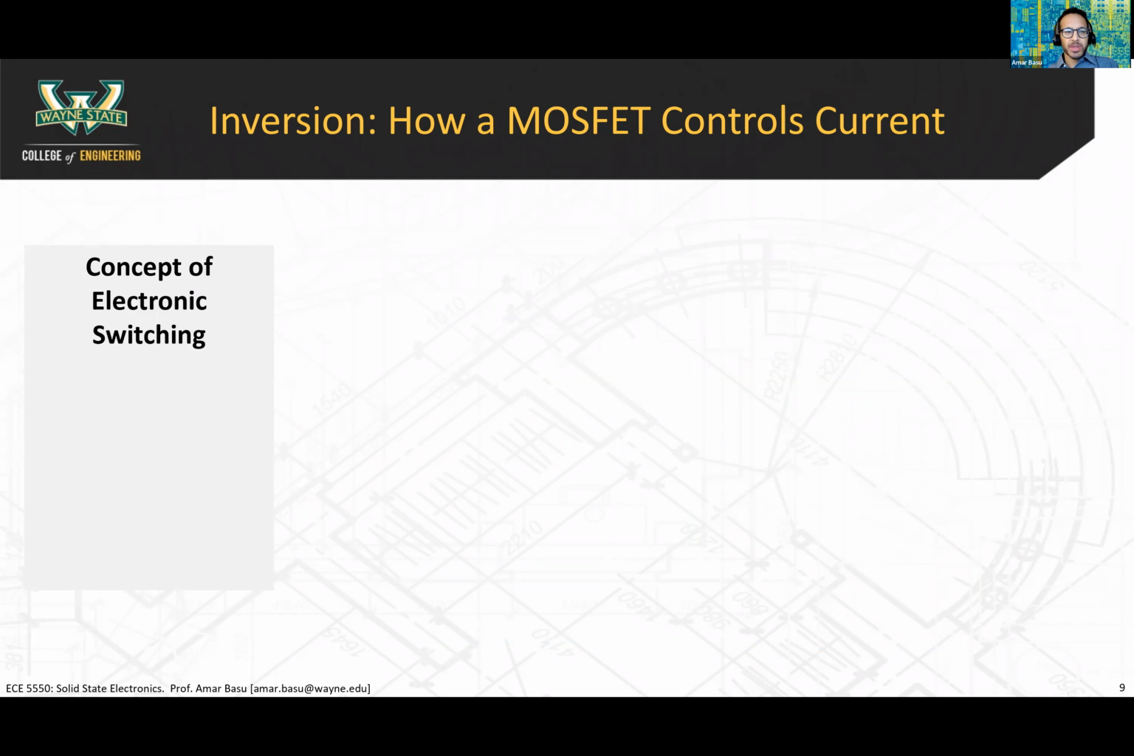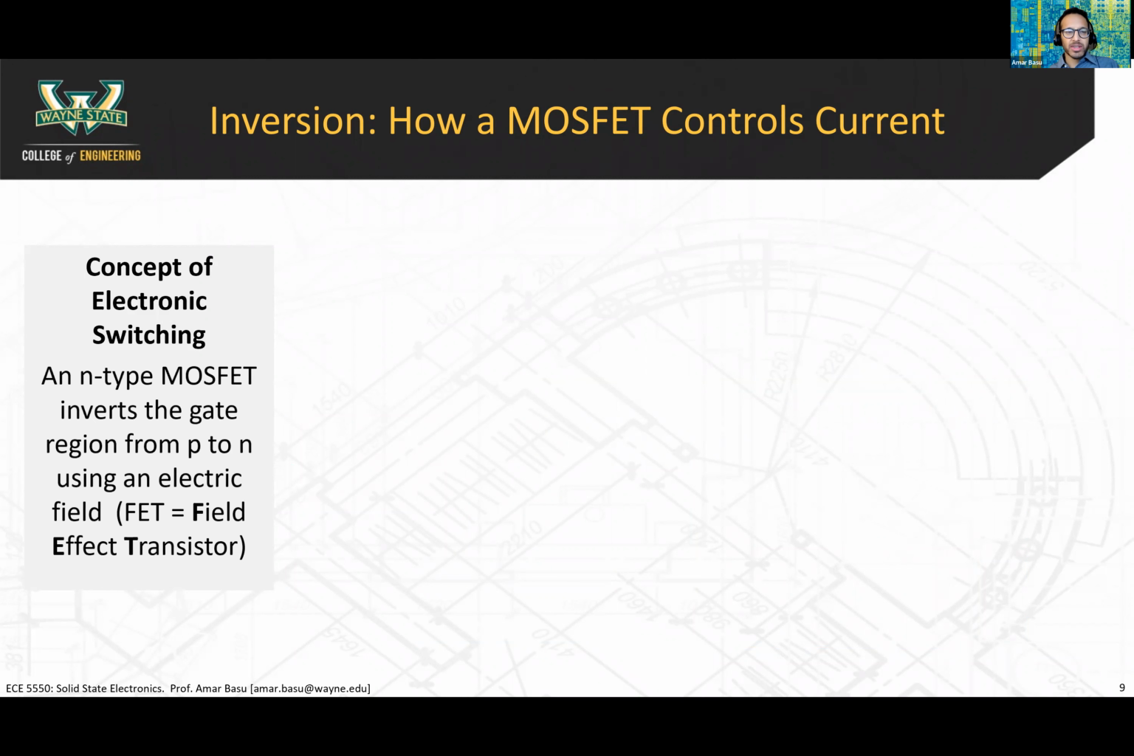So here's the concept of an electronic switch. What we'd like to do is, by applying a voltage to the gate, we would like to allow current flow between the source and the drain, between the drain and the source, okay? And by removing that voltage, we would like to disallow flow between the drain and the source, okay? So I'm going to show you an example here.